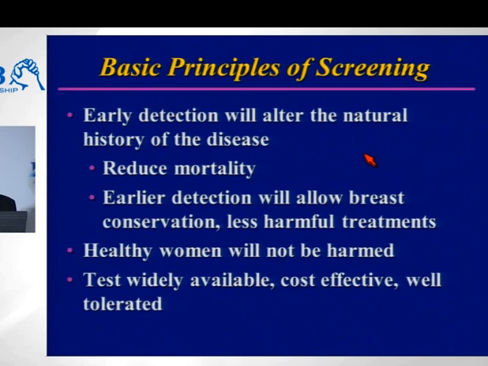So when the USPSTF, the United States Preventive Services Task Force, tells us that we have to balance the harms with the benefits, we want to minimize the harms and increase the benefits of screening. And when we're doing a screening test on large numbers of women, we have to make sure that healthy women will not be harmed, and ideally the test should be widely available, cost-effective, and well tolerated by patients.